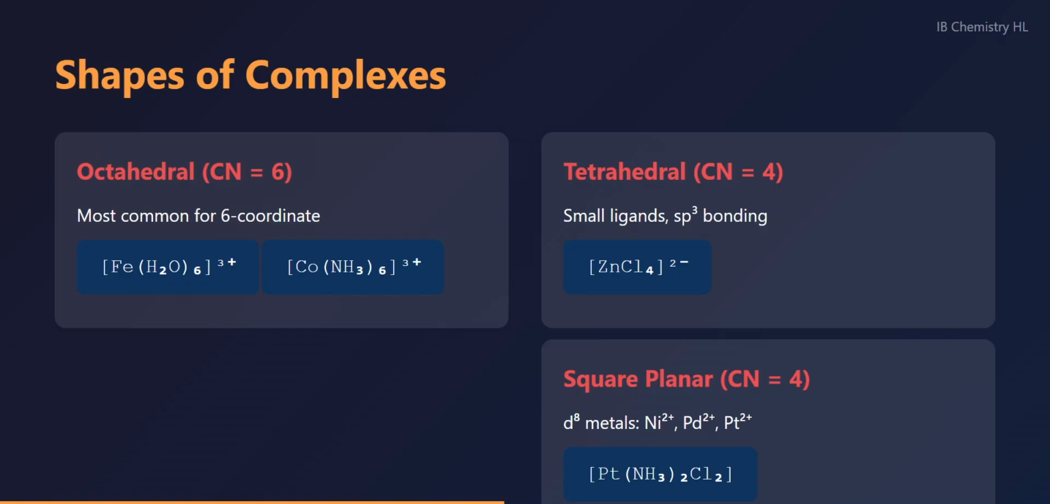The shape of a complex ion depends on the coordination number. With coordination number 6, the geometry is octahedral. With coordination number 4, there are two possible geometries. Tetrahedral geometry is common for 4-coordinate complexes with small ligands. Square planar geometry is favored for d8 metal ions like nickel 2+, palladium 2+, and platinum 2+. Examples include the tetraamminecopper 2+ ion, which is square planar, and the hexaaquairon 3+ ion, which is octahedral.